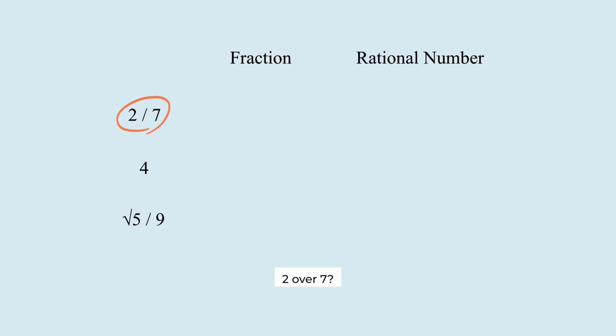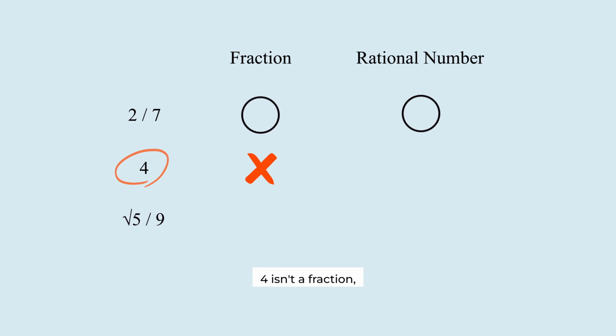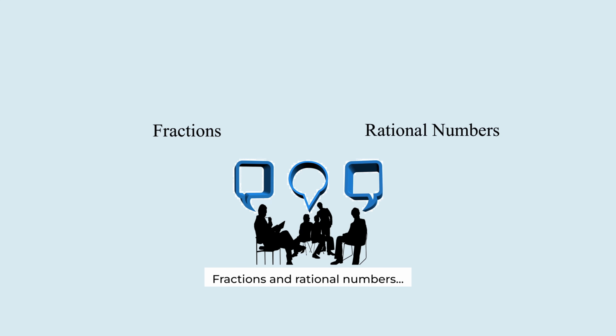2 over 7, both a fraction and a rational number. 4 isn't a fraction, but a rational number. Root 5 over 9, that's neither a fraction nor a rational number. Fractions and rational numbers, they sound like different names for the same thing, right? But don't be fooled, they are not identical.